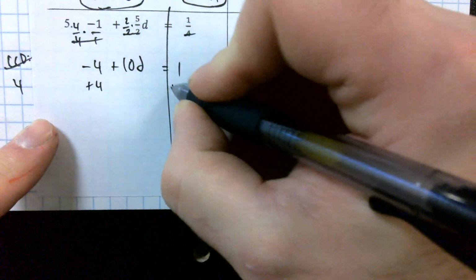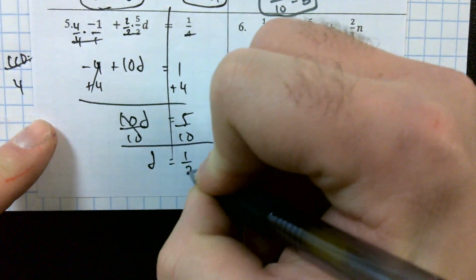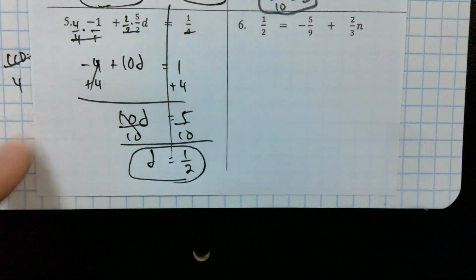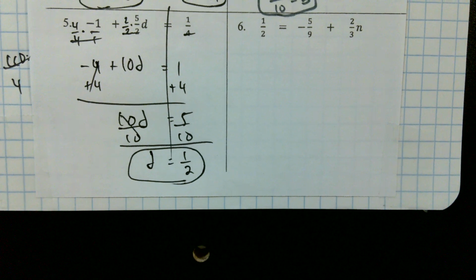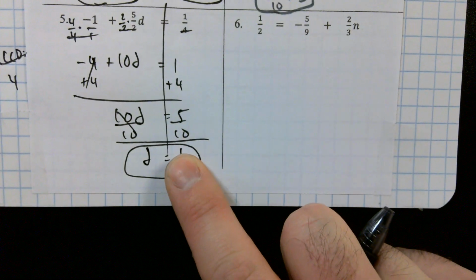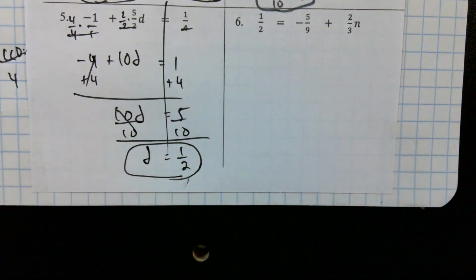Add 4 to both sides to get 5 equals 10d. Divide both sides by 10 to get d equals 1/2. Right? 1 over 2. Anybody get 1 over 2 for number 5? Ooh, less people that time. No, never mind. More people, or the same amount of people that time. Thank you. You just toss the paper.